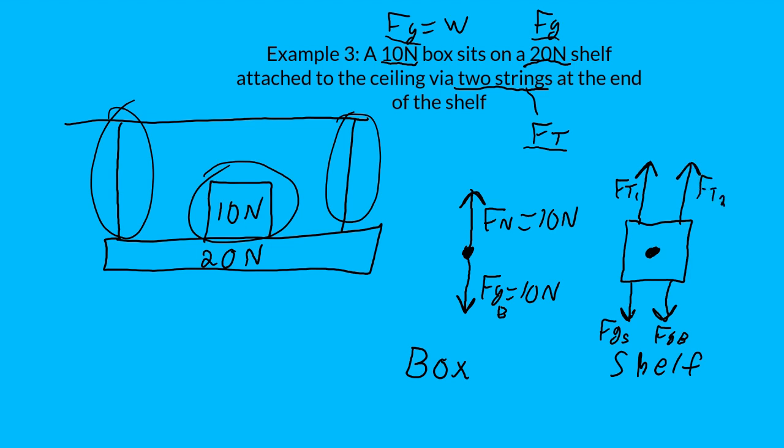And eventually you should be able to realize that if this is 10 newtons down right here due to the box, and this is 20 newtons down due to the force of gravity of the shelf, these two forces of tension right here, FT1 plus FT2, must equal 30 newtons to keep the object balanced.